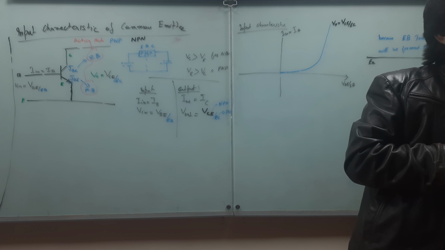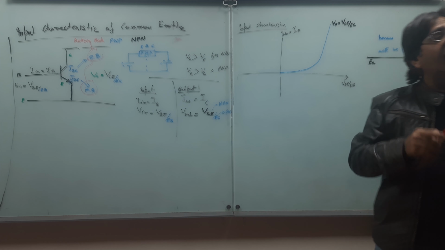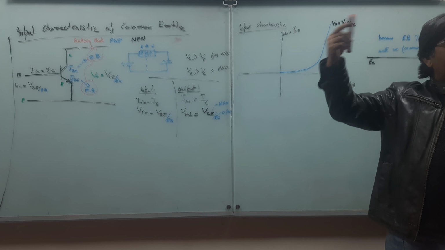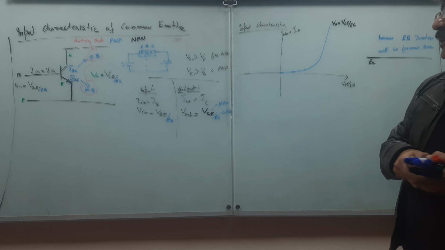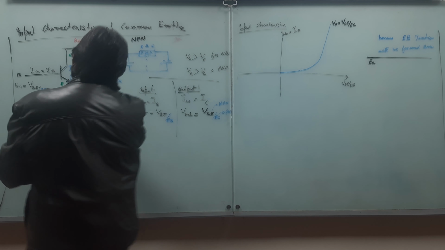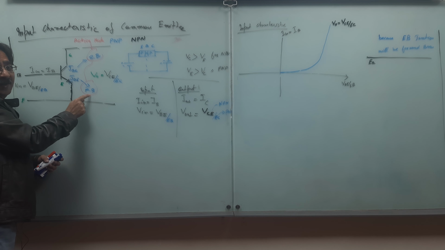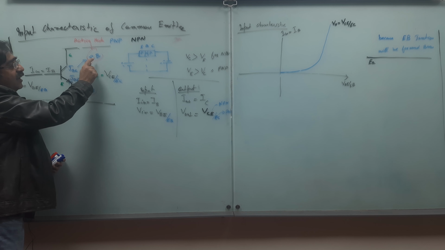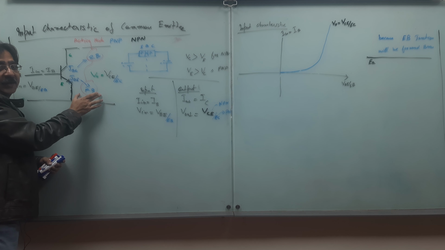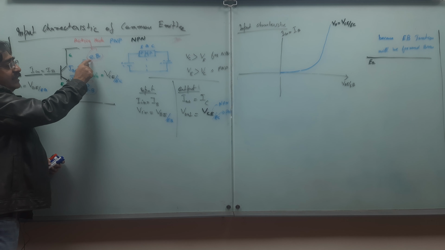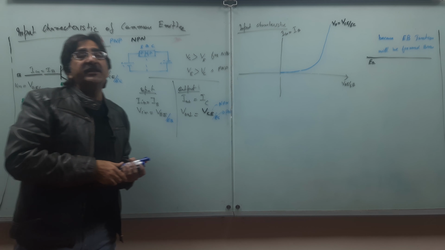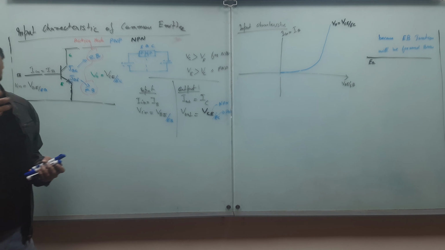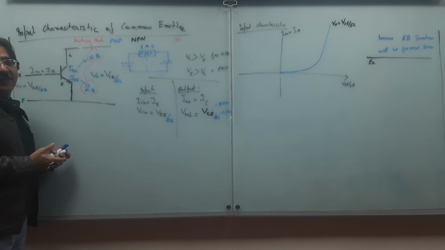Active mode, I will explain it later. I have already explained it in a previous lecture, but I will explain it again. So this is the active mode: when base emitter is forward bias and base collector is reverse bias, that is defined as active mode. When both are forward bias, that is saturation mode. If both are reverse bias, that is cutoff.